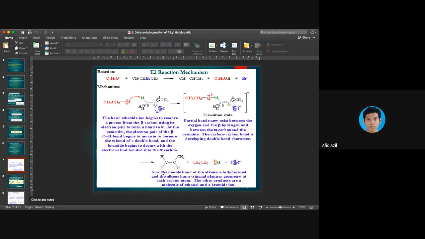So in the last step, the double bond of the alkene is fully formed, and the alkene has a trigonal planar geometry at each carbon atom. So the other products are a molecule of ethanol and bromide ion. Okay, so simple. The thing that is different from SN2 is the place in which the nucleophile attack happens. Okay, in elimination, it will take the proton. Proton to hydrogen lah. Okay, hydrogen is only 1 proton, so in organic chemistry sometimes hydrogen is called a proton. Okay, but in SN2, they attack the alpha carbon, so that is different.